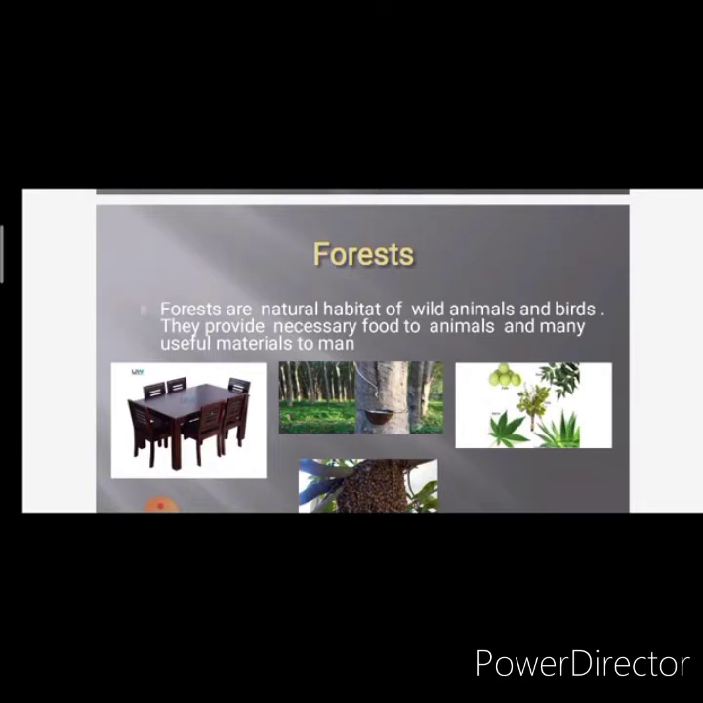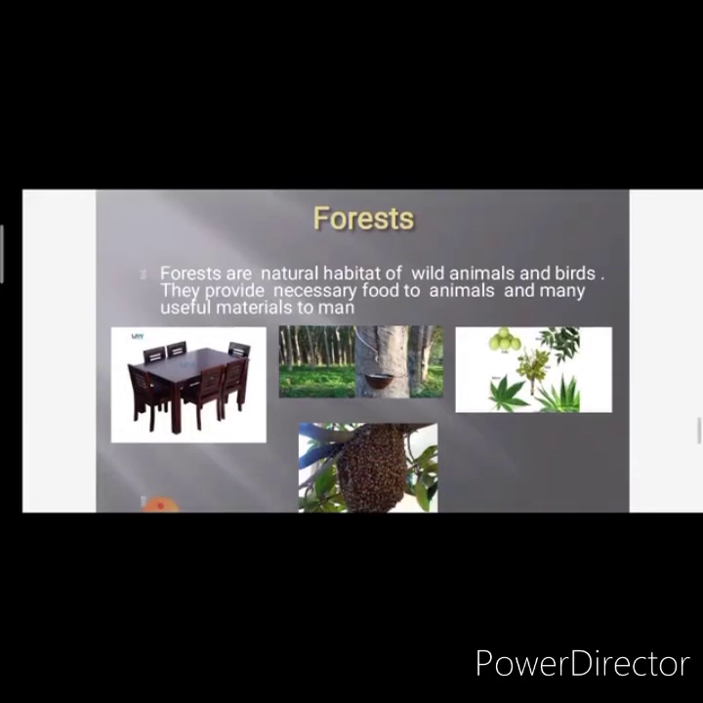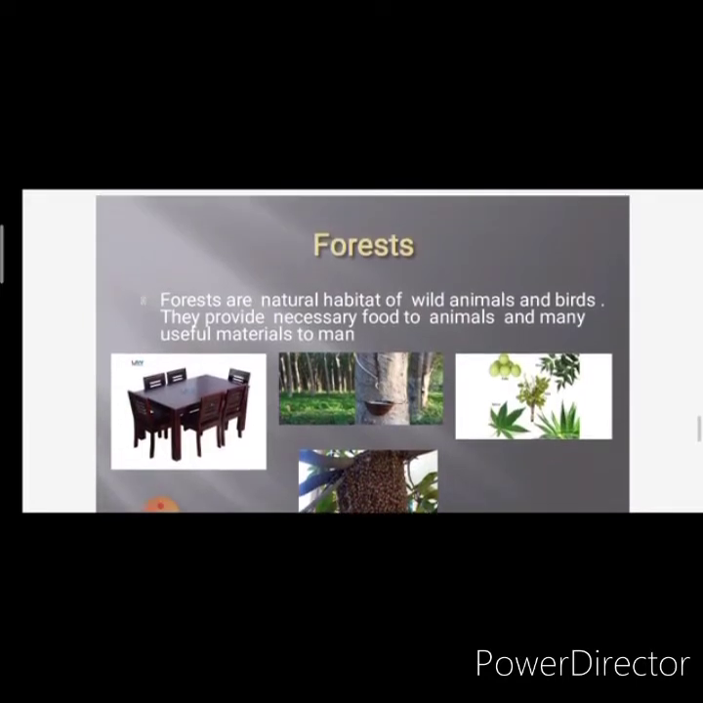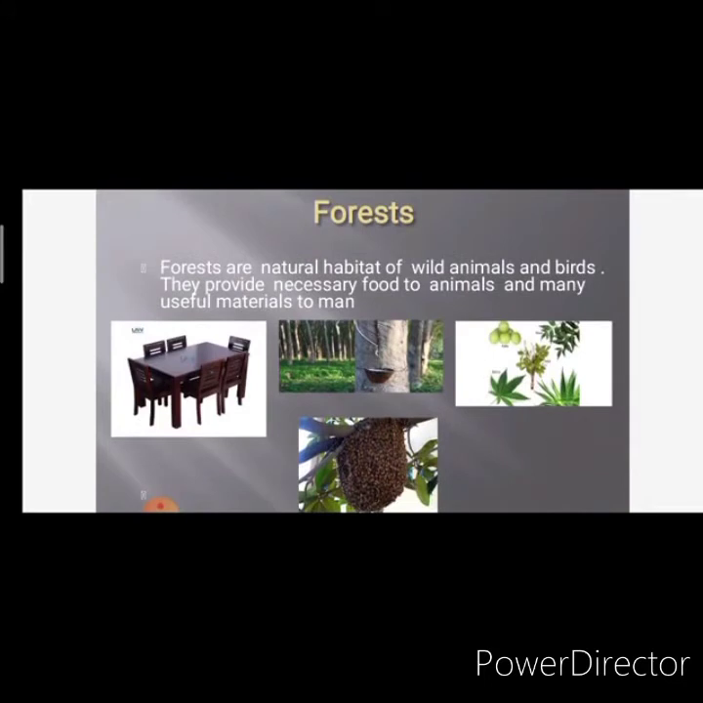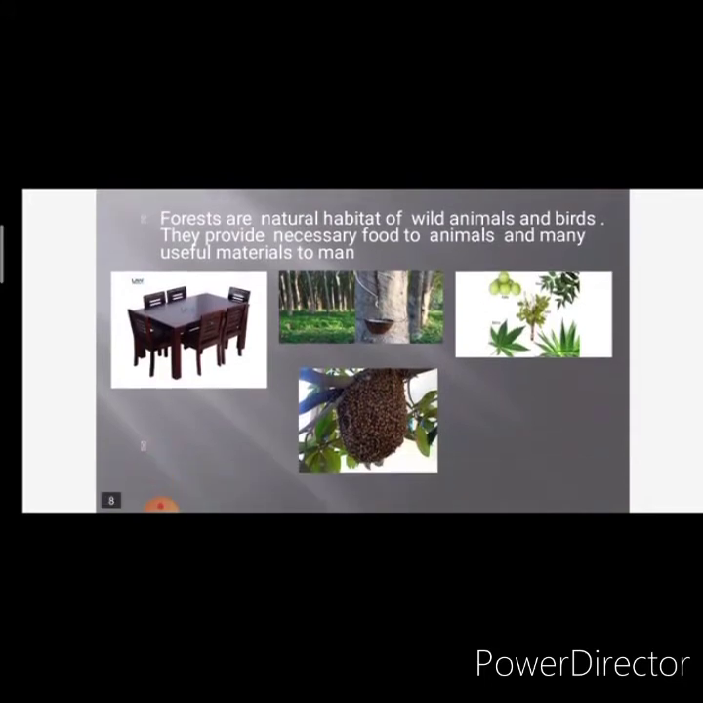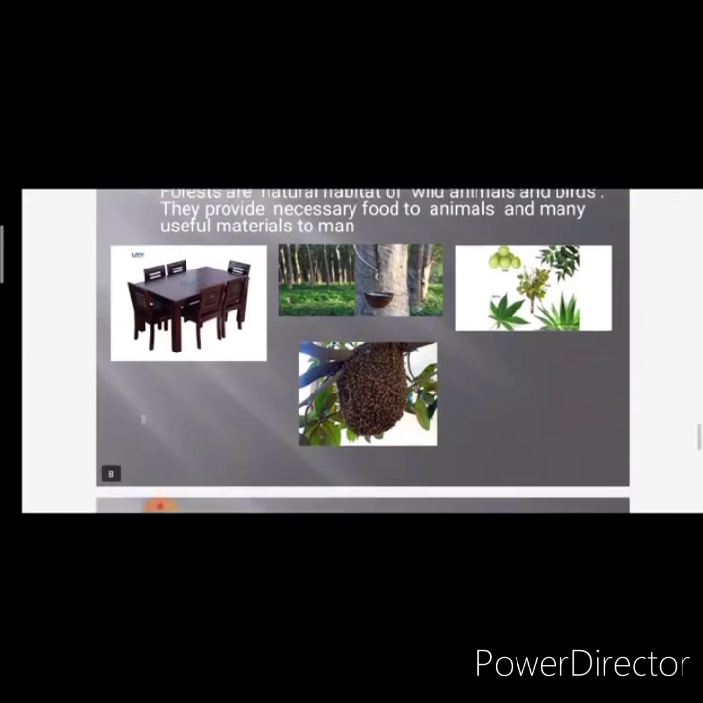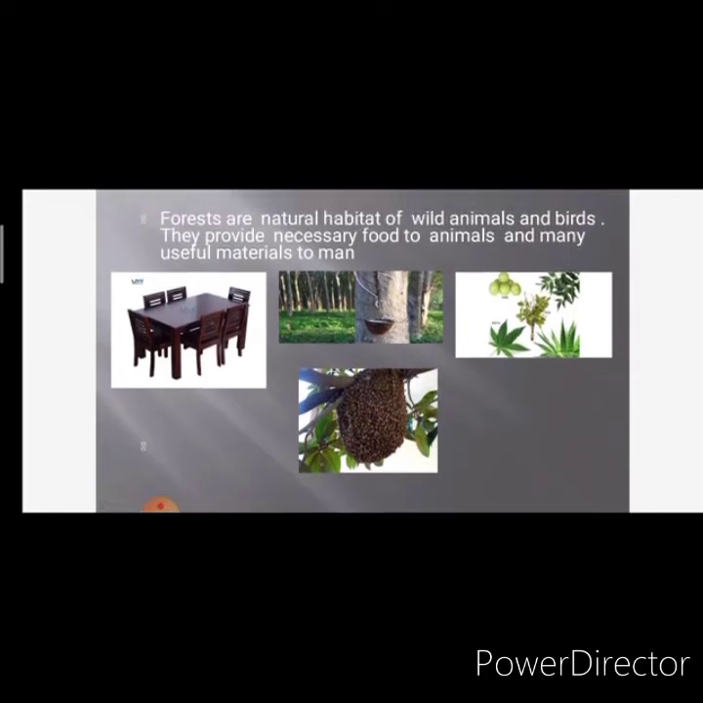Next we are going to learn about the forest. Forests are a natural habitat of wild animals and birds. They provide necessary food to animals and many useful materials to man. It is not only for any animals or greenery but also for us.